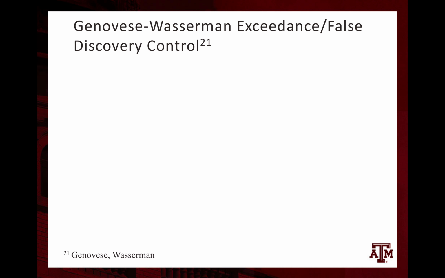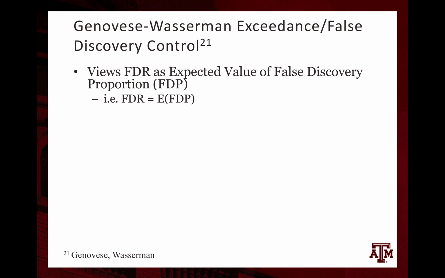The last method that we're going to talk about is the Genovese-Wasserman exceedance or false discovery control method. And this is probably the least well-renowned of the ones that I've looked at, but I think it's pretty cool because it has a very clear situation in which it's useful.